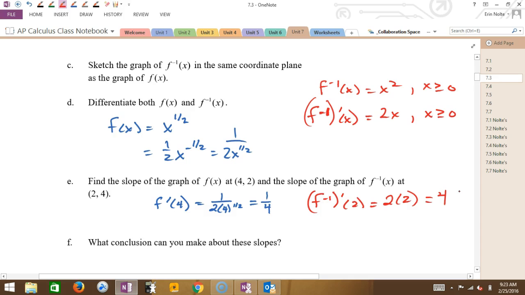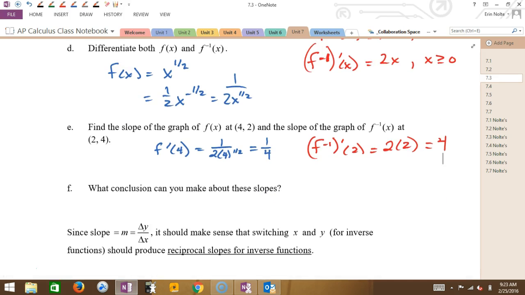4. Okay, so what do you notice about these two slopes? They are reciprocals of each other. Inverse is like, yeah, reciprocals. Reciprocals.